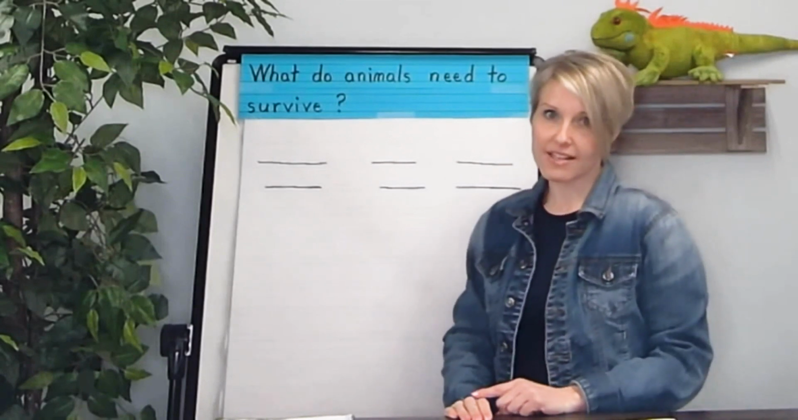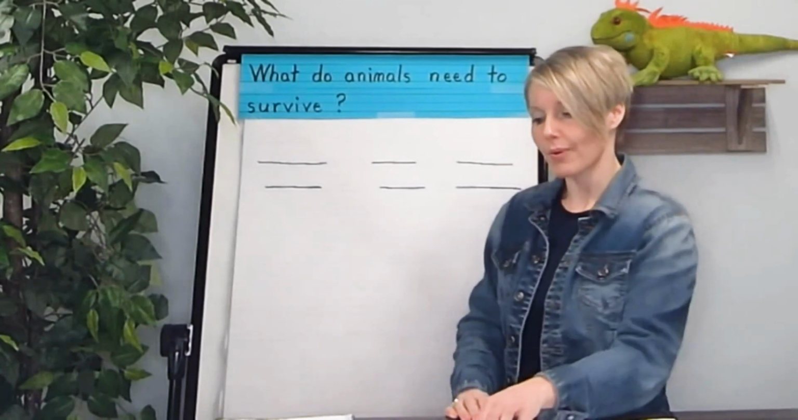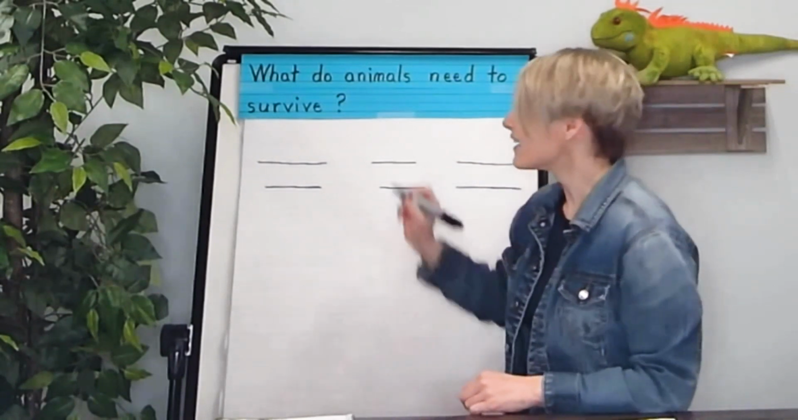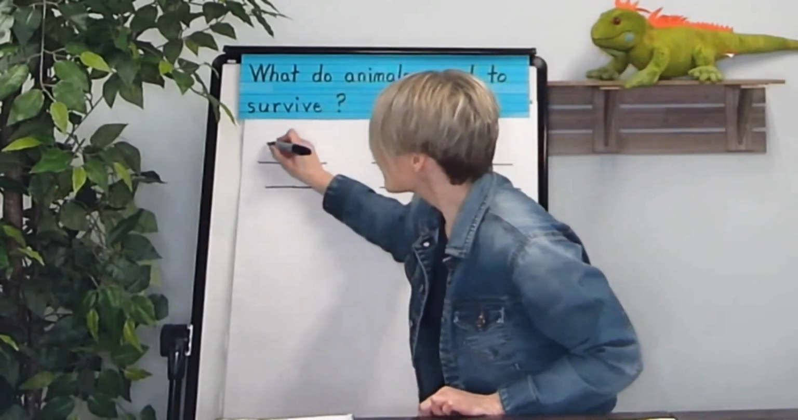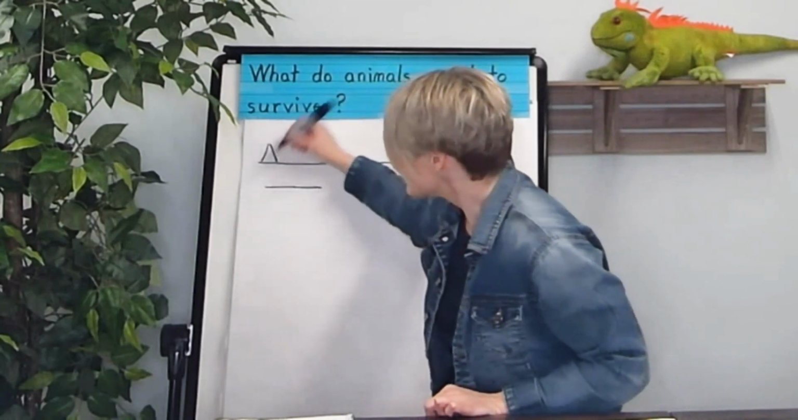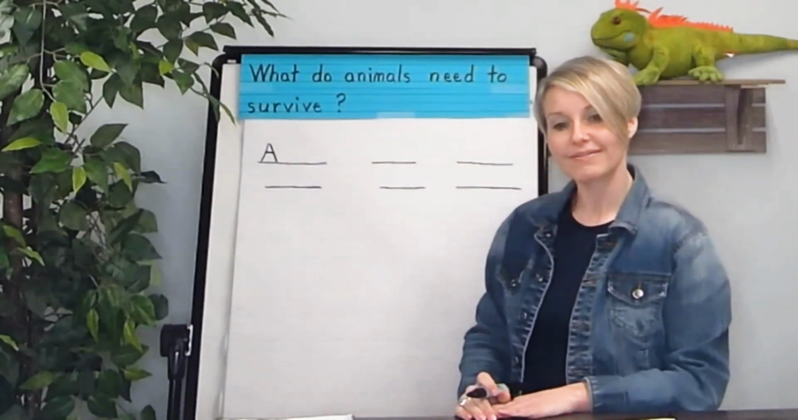Whenever we start a sentence, we want to use a capital letter. So the first letter I'm going to write is the letter A. Let me show you how to make a capital A. Start at the top, big line down, slant big line down, and then cross in the middle, capital A.